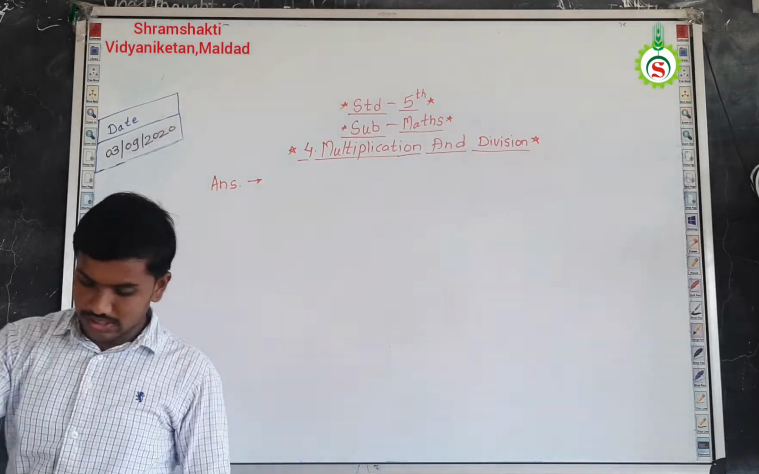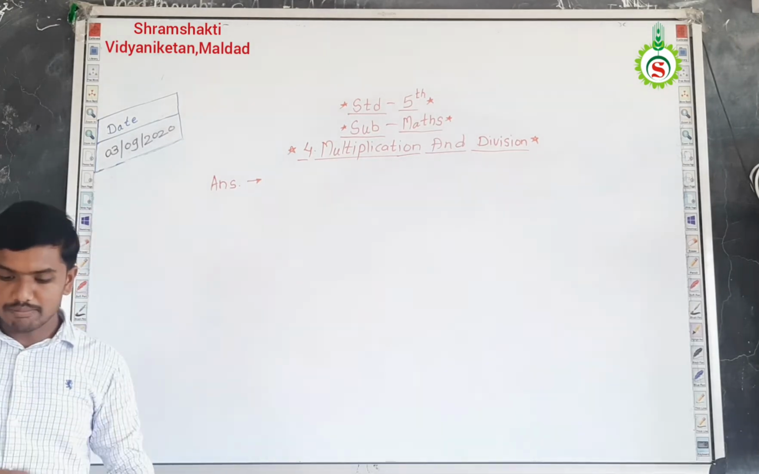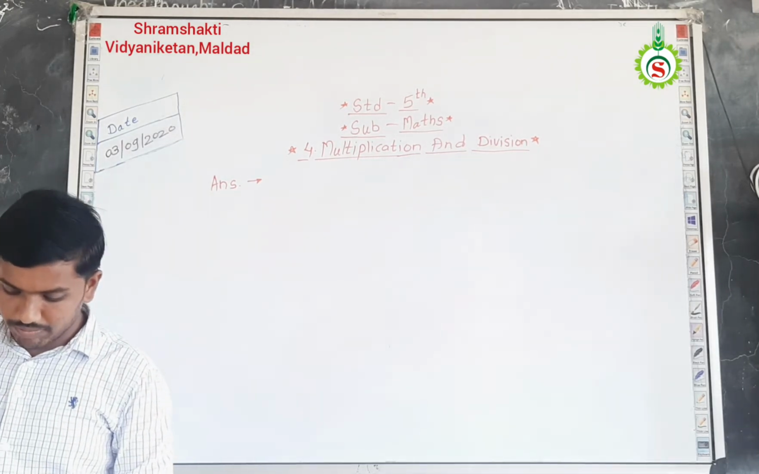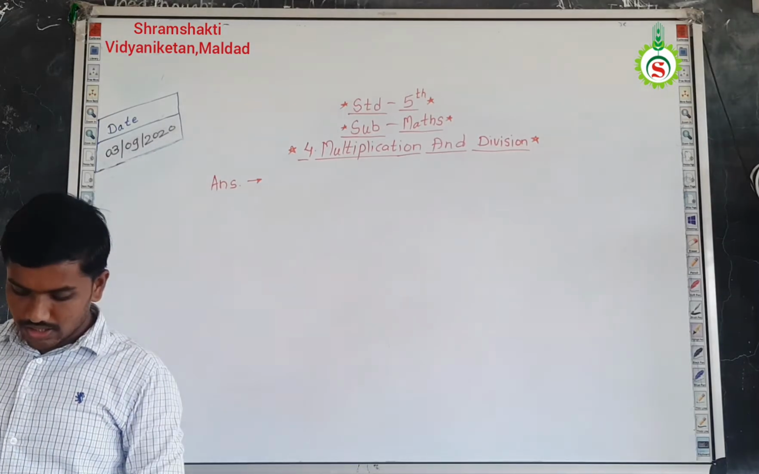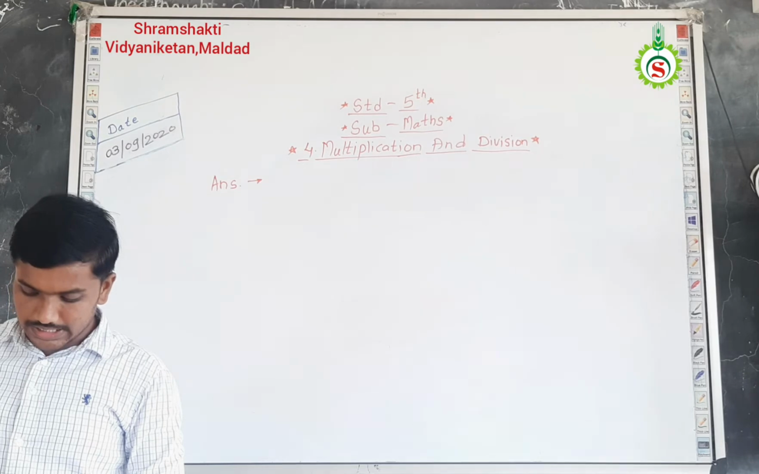Okay, so question number 3 is like that: in a plantation, saplings of 215 medicinal trees have been planted. Okay, how many medicinal trees have been planted?